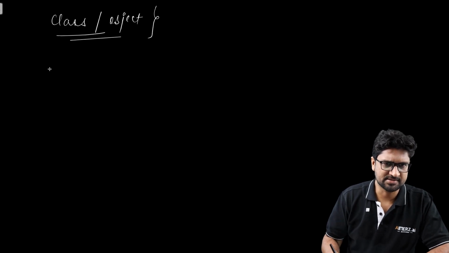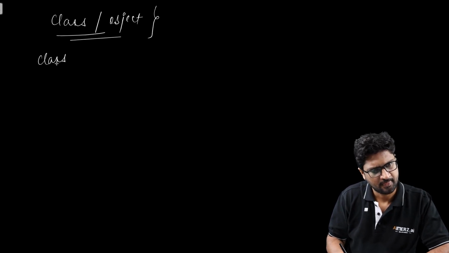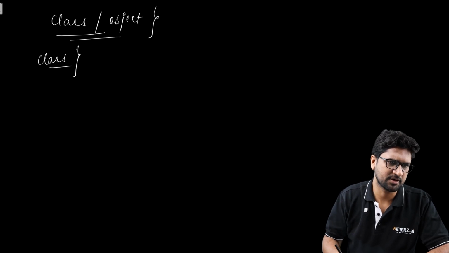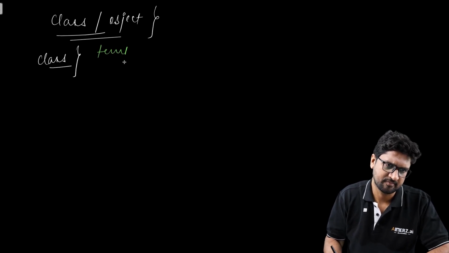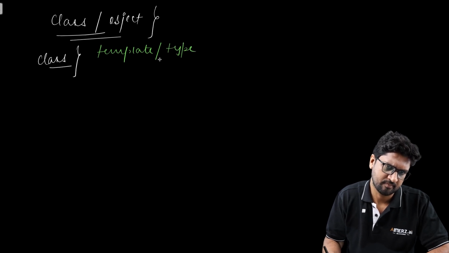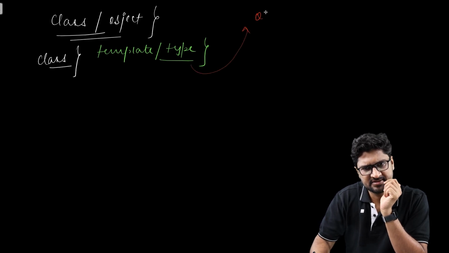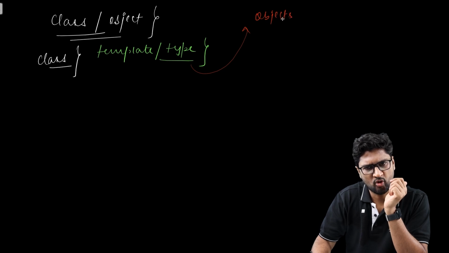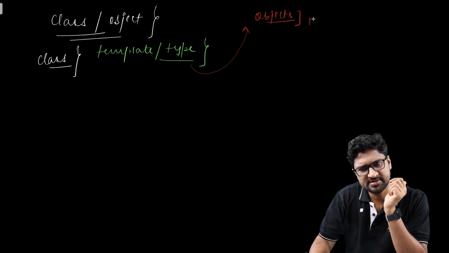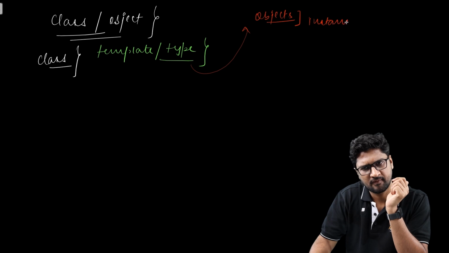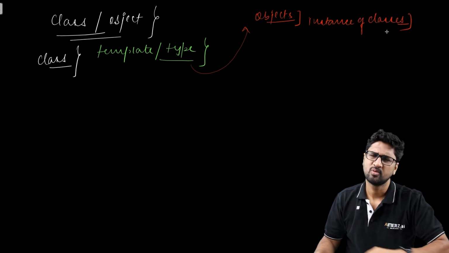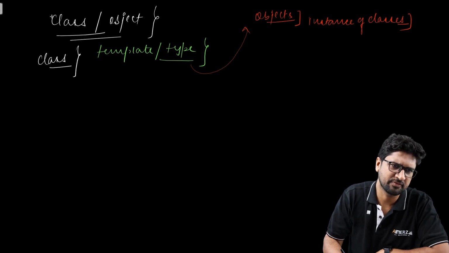Let's first talk about what the class is. Class in very simple terms is called a template or type. And when I talk about objects, they are considered to be instances of classes. What does that mean? Let's see with the help of an example.